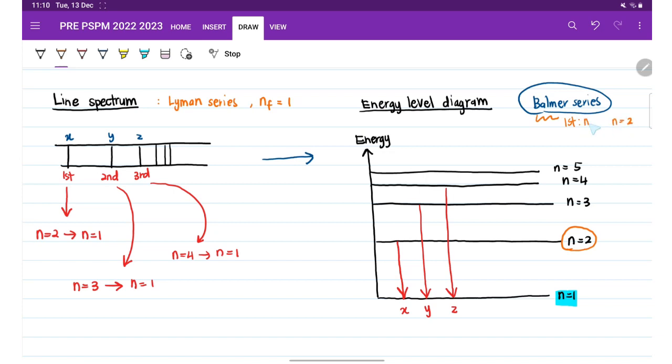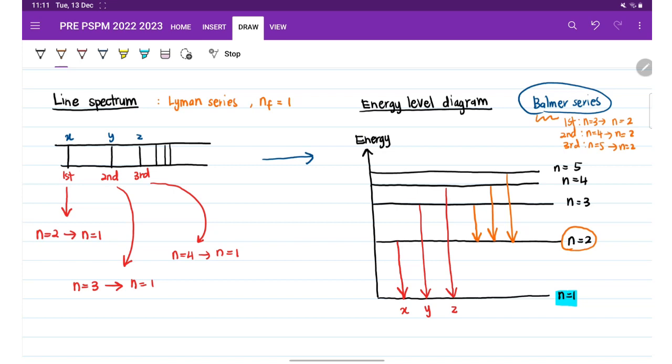Okay, jadi the first transition will be N equals to 3. So arrow dia akan jadi kat sini dah. Okay, daripada 3 kepada 2. So this is the first transition. Okay, and follow lah second transition and then third transition. So kat sini saya just tulis second transition N equals to 4 kepada N equals to 2. Okay, third transition N equals to 5 kepada N equals to 2. So ini yang saya masukkan tadi. Walaupun transition dia berakhir pada N equals to 2, but when you are drawing the energy level diagram, dia mesti sampai kepada N equals to 1.